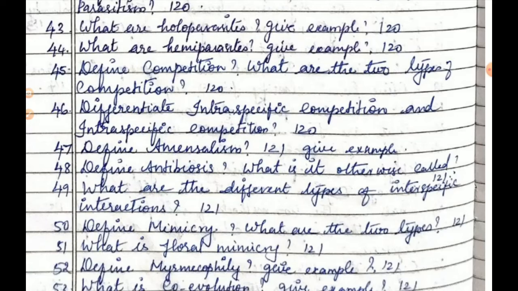Antibiosis means an interspecific interaction in which one species is inhibited while the other species is neither benefited nor harmed. Example: Penicillium notatum produces penicillin, which inhibits the growth of a variety of bacteria, especially Staphylococcus.